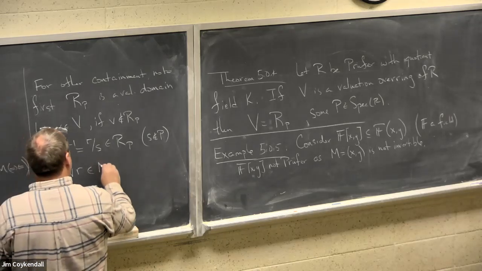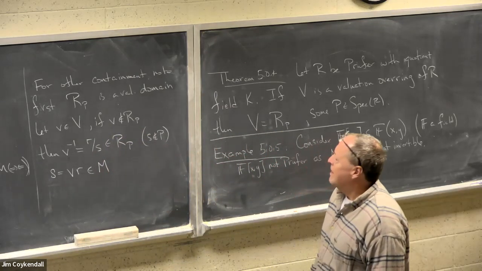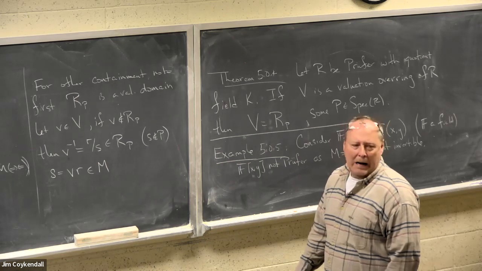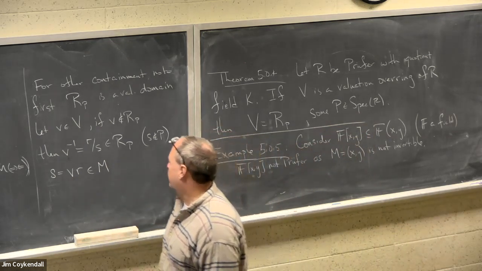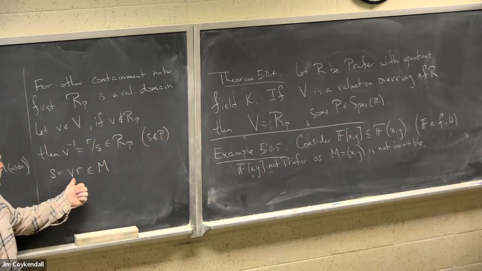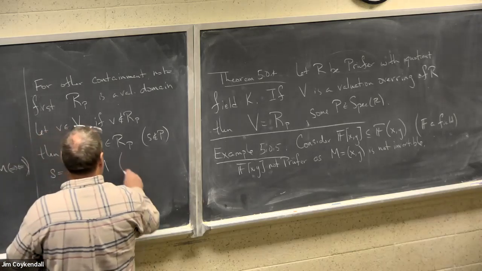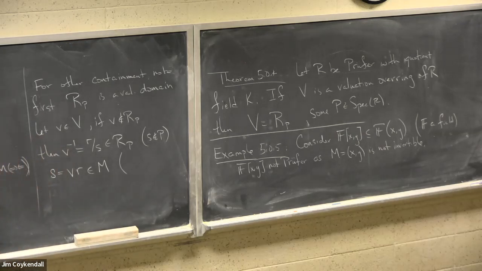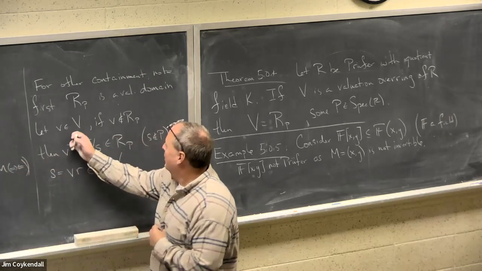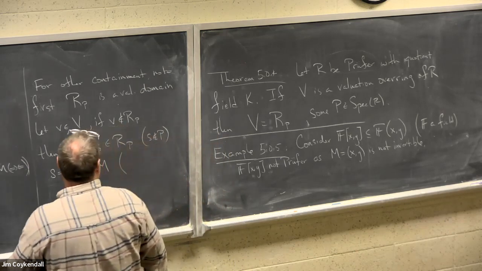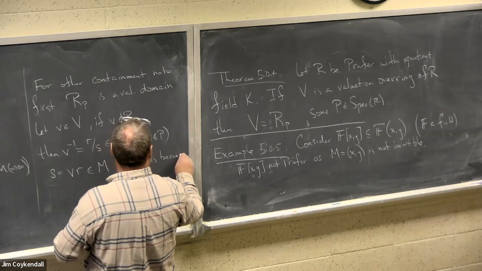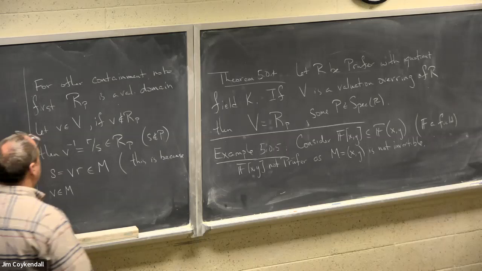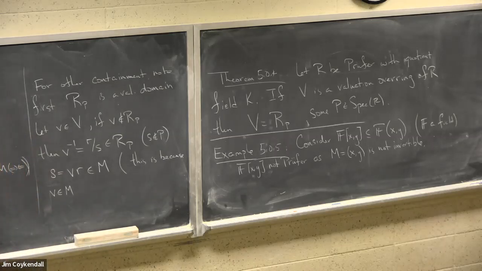And this, I claim, is in M. Why? Well, and this will be a contradiction. Why is it the case that this is in M? Well, where was V? V was in V, right? So notice that this is because, let me take this step by step, V is in M, the maximal ideal. Because what happens if it's not?